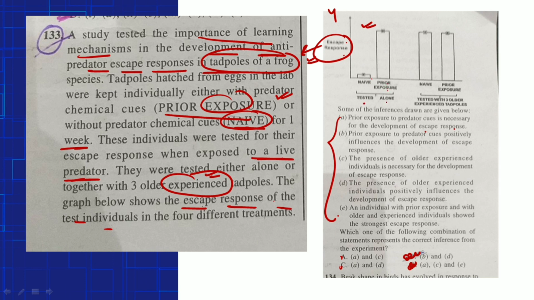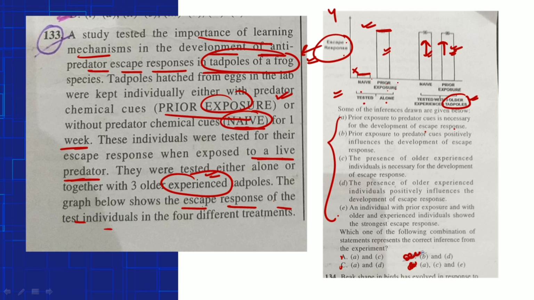They were tested alone, that is the first group in which there was no prior exposure was tested alone, and then the second group which had an exposure was also tested alone. The prior exposure one shows a higher response, and the ones in which there was no prior exposure showed very little response. In the second case, when they were tested with the 3 other older tadpoles, both of them showed a higher response. So from this, one thing could be derived, and that is the experience of the tadpole is leading to the increase in the response.